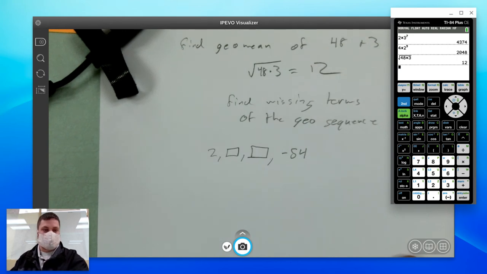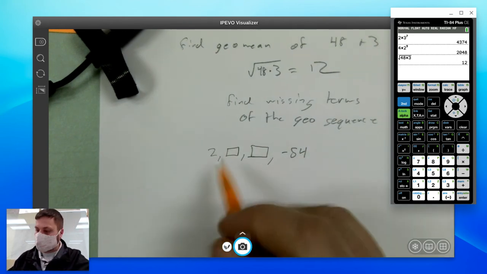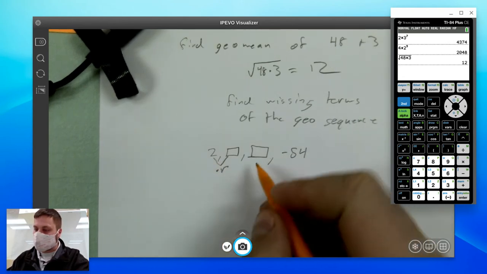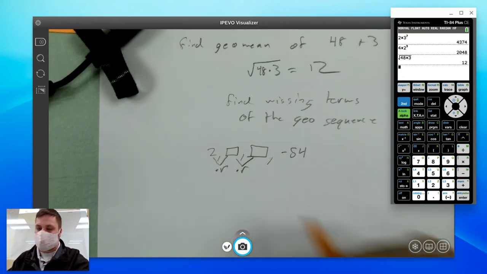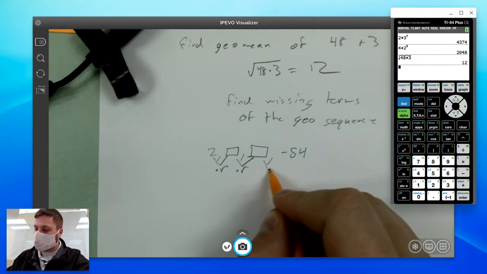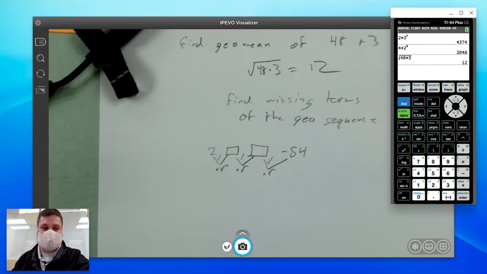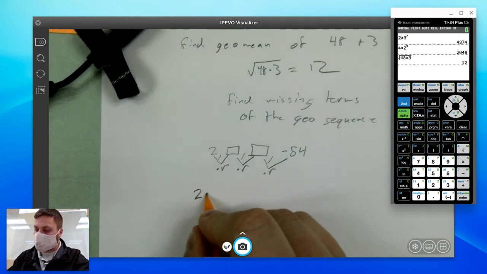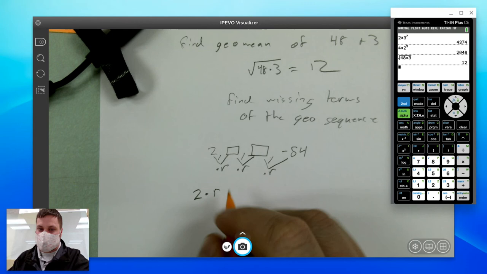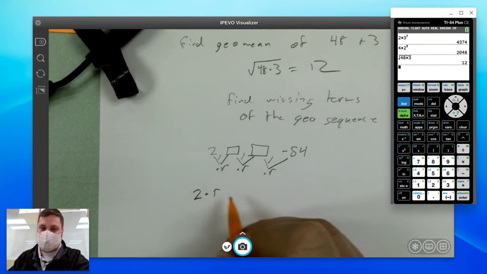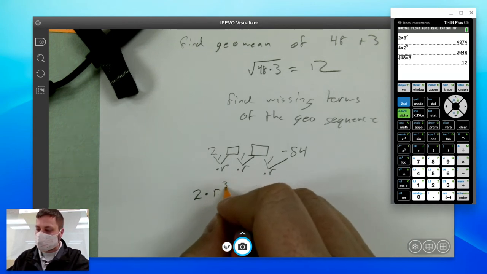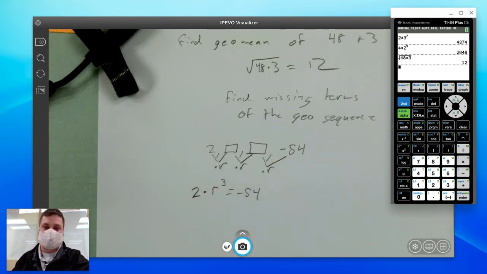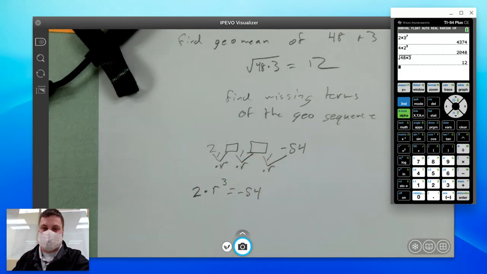Okay, well, again, let's just think about this and we'll be able to set up an equation. We're starting at 2. We know it's geometric, so we're multiplying by r to get to that box. Then we're multiplying by r again to get to that box. Then we're multiplying by r again to get to negative 54. So what we have here is we started with 2. We multiplied that by r 3 times. Now that's not 3r, it's r times r times r, which is r to the third. And that equals negative 54. I'm going to solve this for r, and then I'll be able to fill in my boxes.